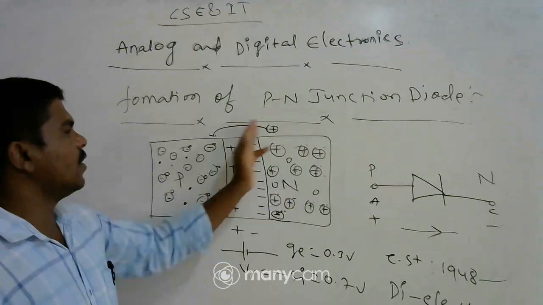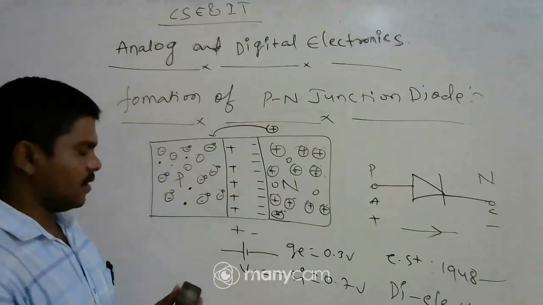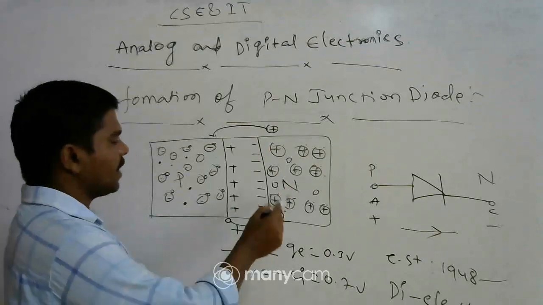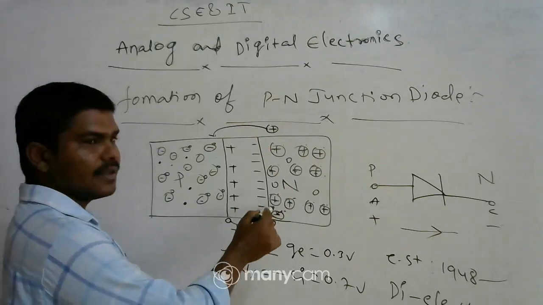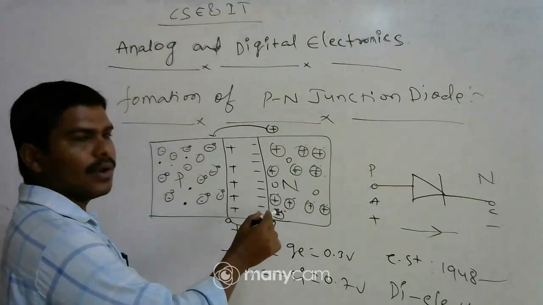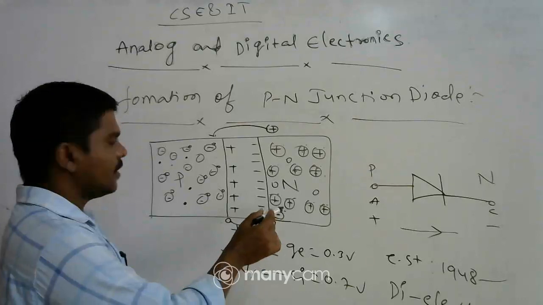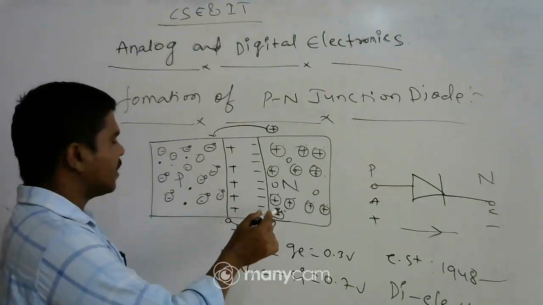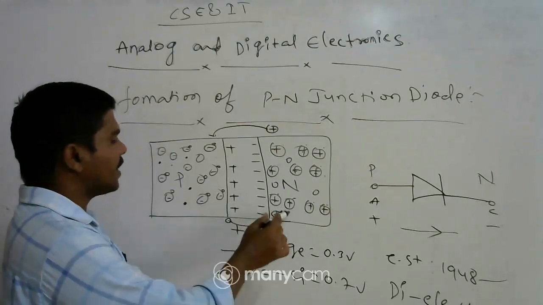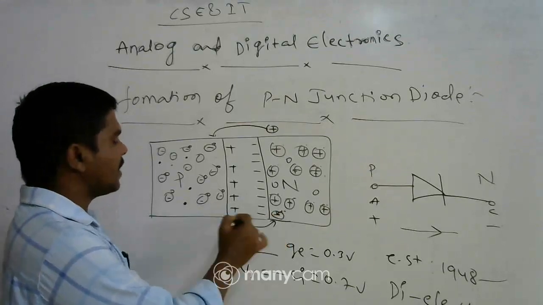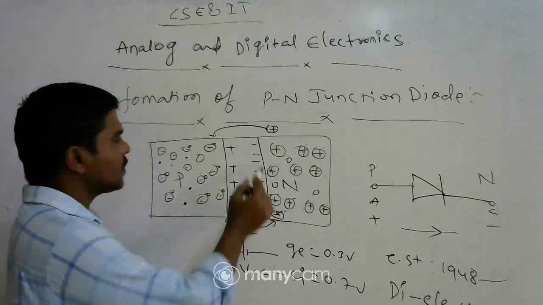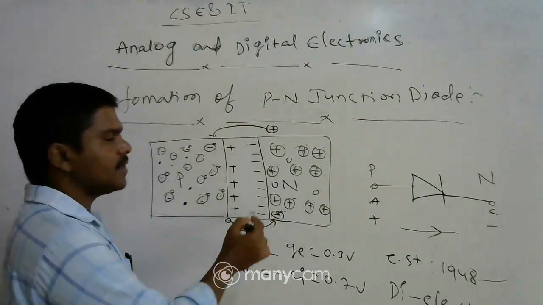When holes enter the N-type material, which has donor ions, the donor ion accepts them and becomes an immobile ion. The acceptor ion charge is negative, and the electron charge is also negative. The acceptor ion accepts the electron and becomes an immobile ion. So there is no free charge.